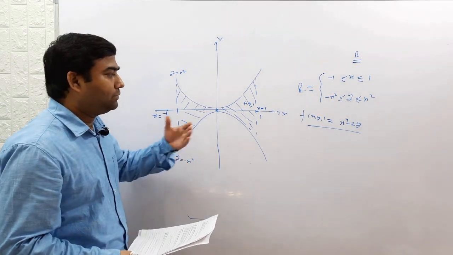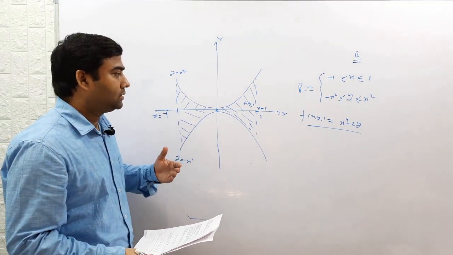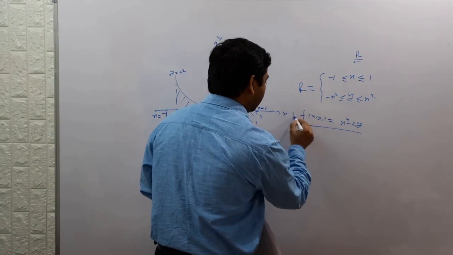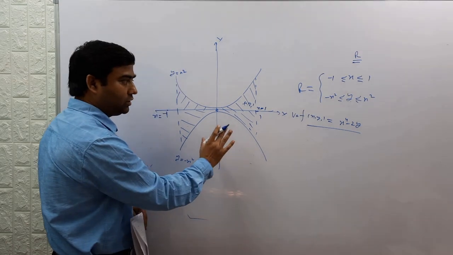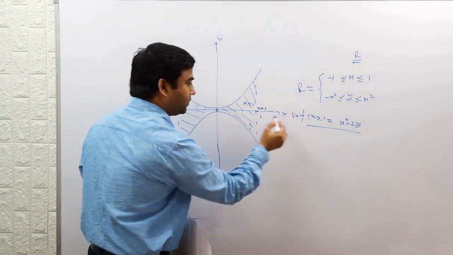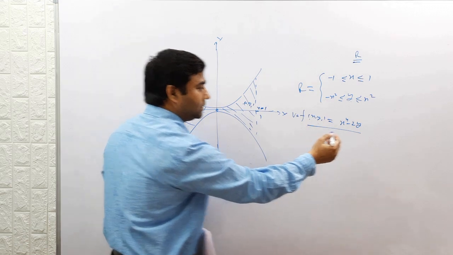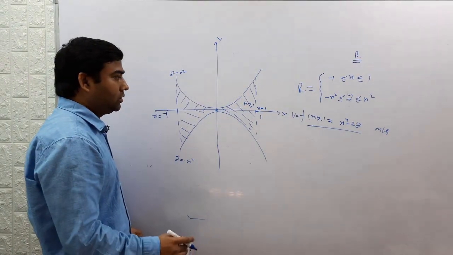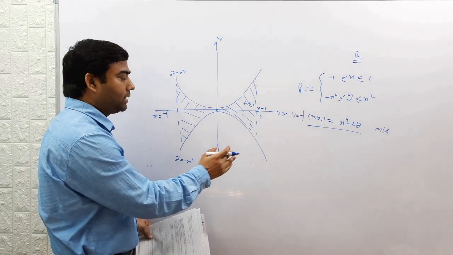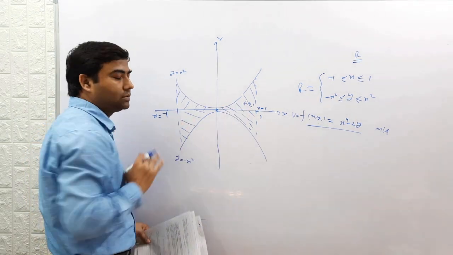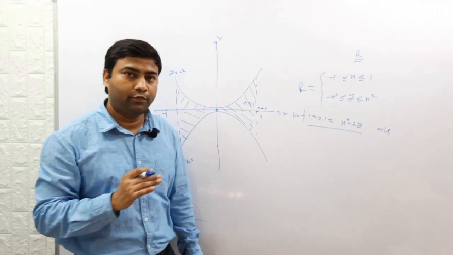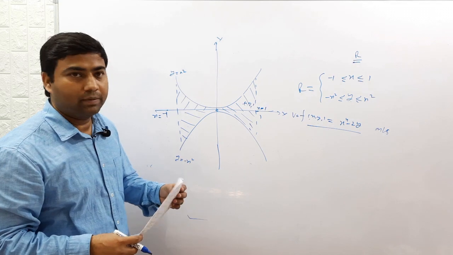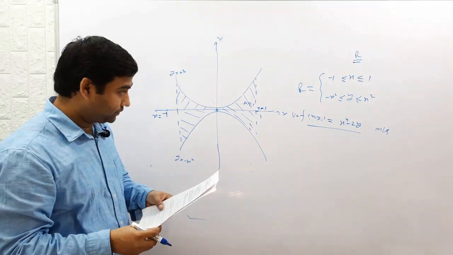So we have to calculate, sorry, this is the velocity. The velocity of fluid at point x comma y is given by this equation, in meter per second. So we have to find the flow through this shaded region. Here we will use double integration to solve the problem.